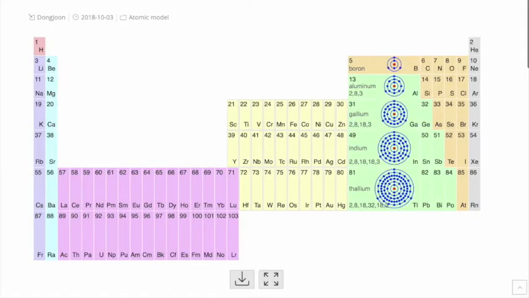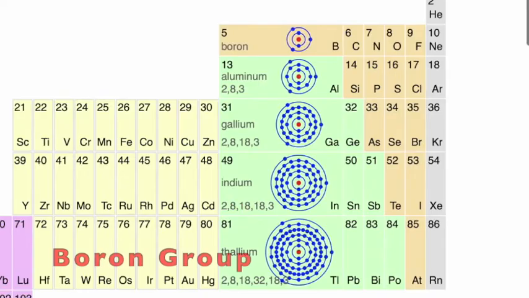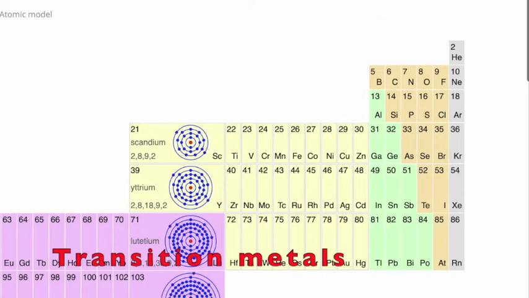To the right of that, just on the other side of the transition metals, is the boron group. The atoms in this group have 3 valence electrons, and if they lose these electrons, they will form a 3+ charge. Now let's look at those transition metals in the middle. Transition metals have variable charges.